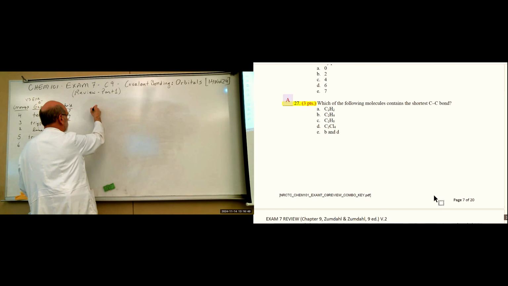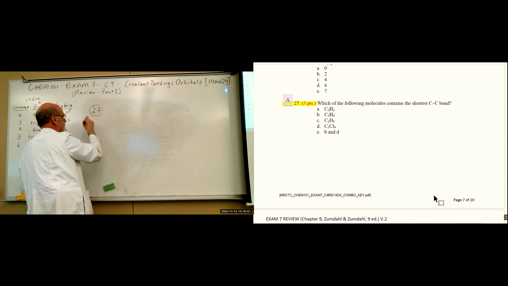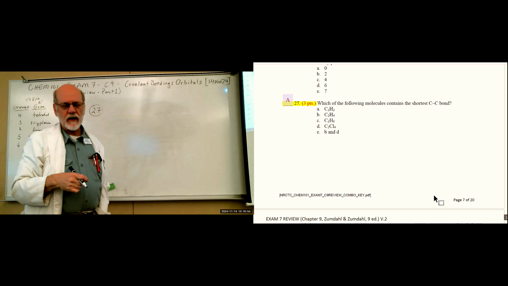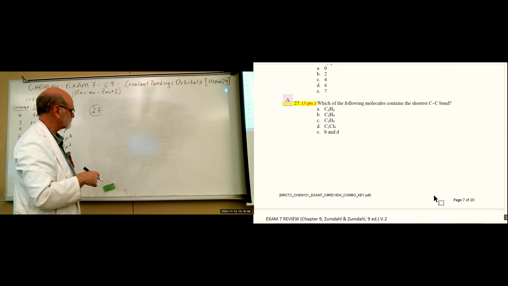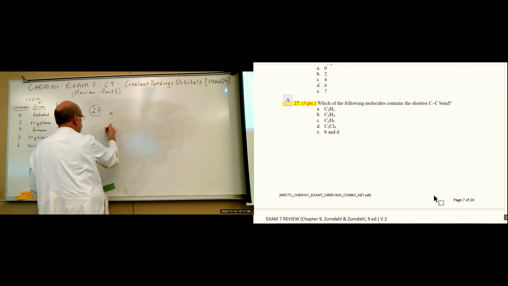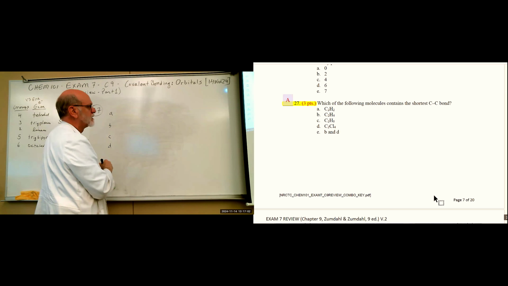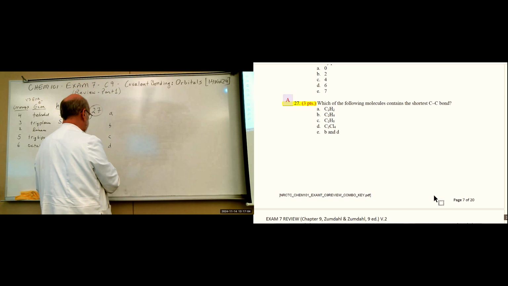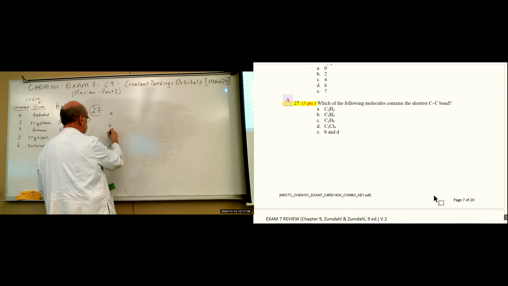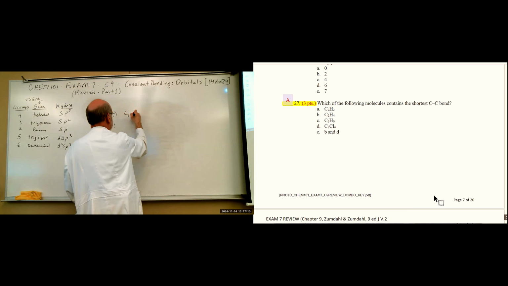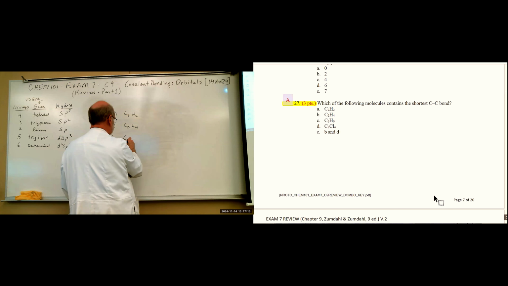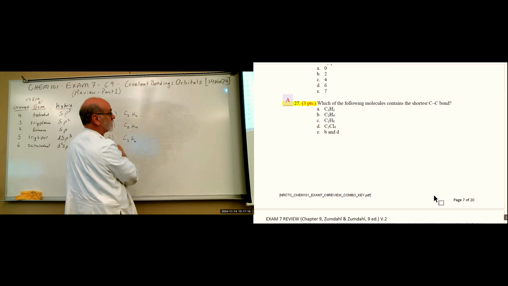And 27. Which of the following molecules contains the shortest carbon-carbon bond? All right. A, B, C, D. E says B and D are the same. Well, let's see about that. C2H2, C2H4, we just drew that one. And C2H6, we just drew that one.